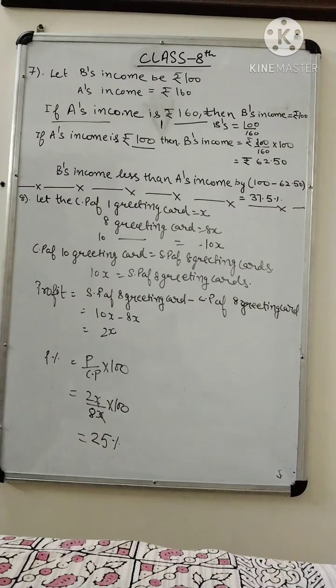What you will do? You will do the subtraction from 100. 100 minus 62.50. Your answer is coming 37.5.